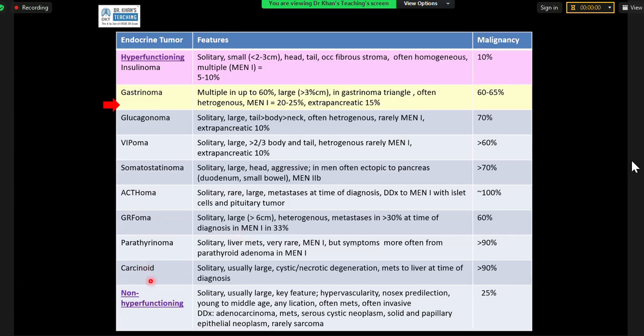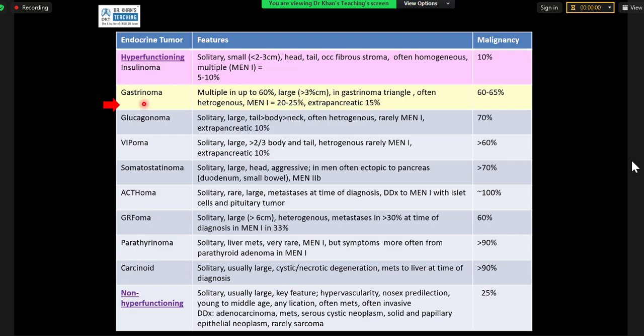When you see the neuroendocrine tumors of the pancreas, they can be hyperfunctioning and non-functioning. Now, look at the names: insulinoma, gastrinoma, glucagonoma, VIPoma, somatostatinoma, ACTHoma, GRFoma, parathyroidoma, carcinoid. Now, look at the malignancy rate. The minimum is insulinoma, only 10% are malignant. Gastrinoma, most, 60 to 65%. Some of them are close to 100%. Look at this, 100% malignant. But these two are most important for your exam, insulinoma and gastrinoma.